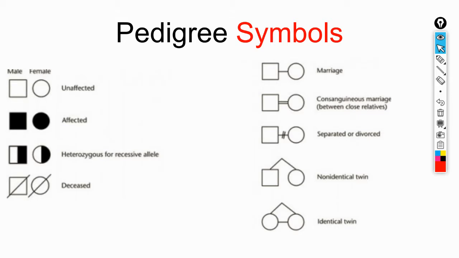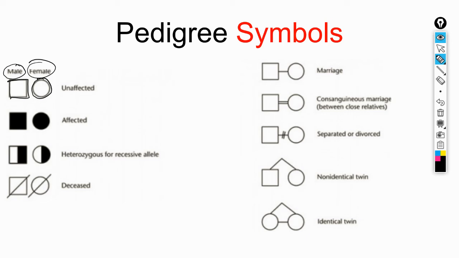Pedigree symbols. You don't need to know all of these, but there are some that I really want you to focus on and understand. The most important thing is to know how to distinguish a male from a female. Males are represented by squares. So anytime you see a square on this chart that I'm getting ready to show you, that represents a male. Females are circles. Again, being able to distinguish what sex you're looking at is really important.